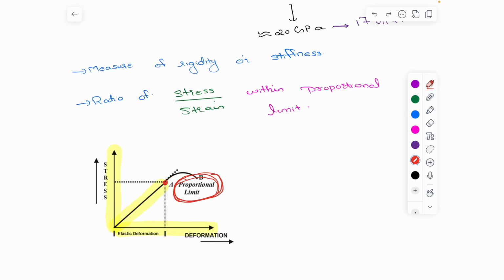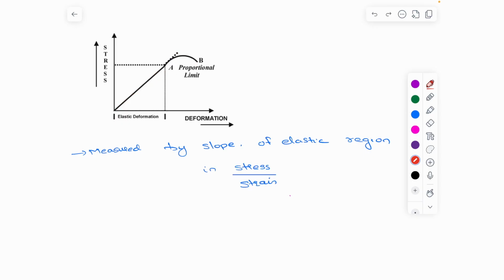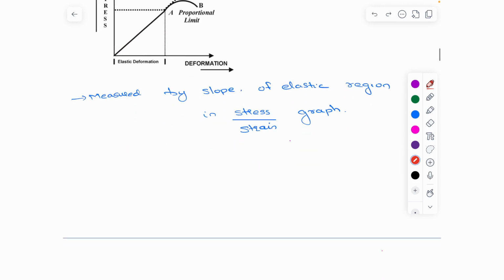As I've told you, I'll be coming to that very soon. A little bit more I want you to understand: it's measured by the slope of the elastic region. This is the elastic region, after which this is the plastic region. So it's the slope of the elastic region of the stress-strain graph. Very simple.